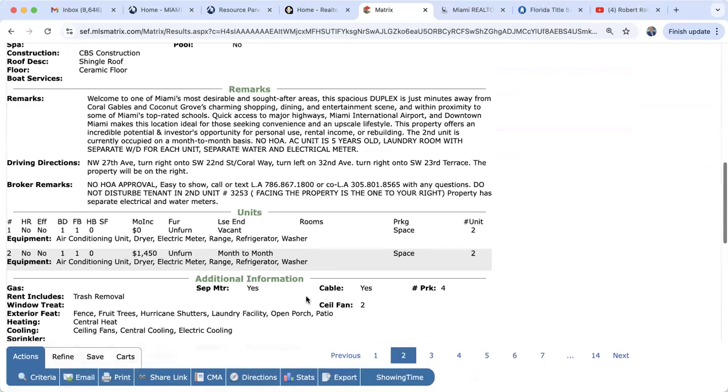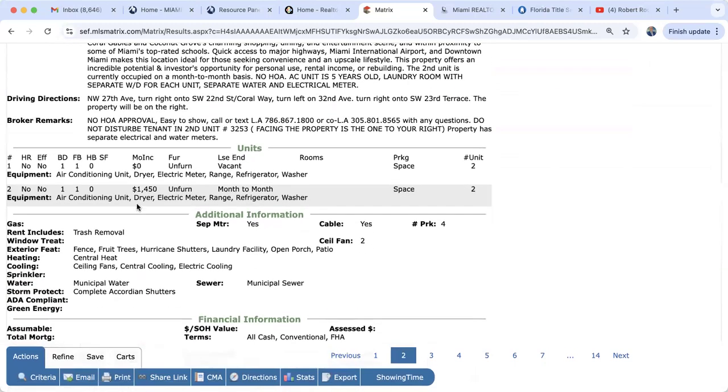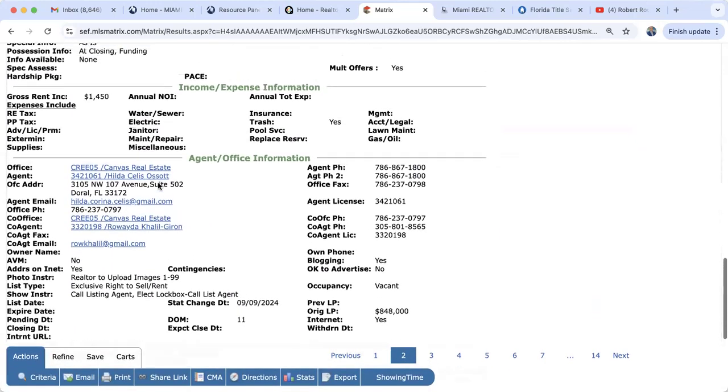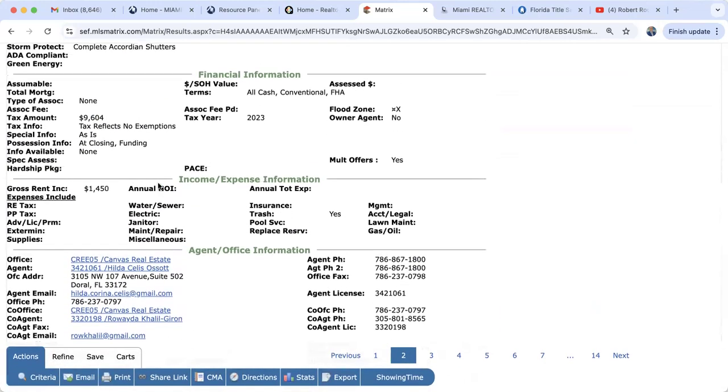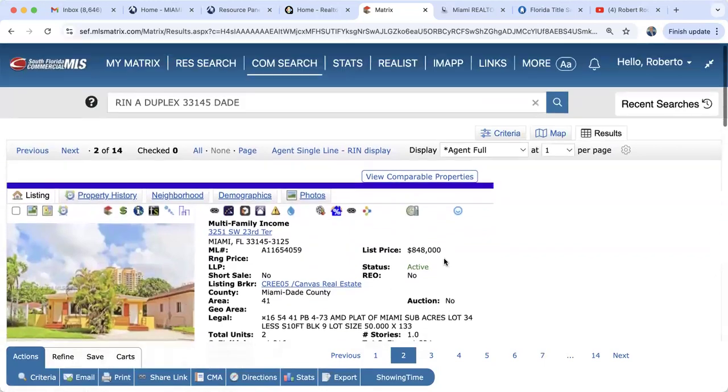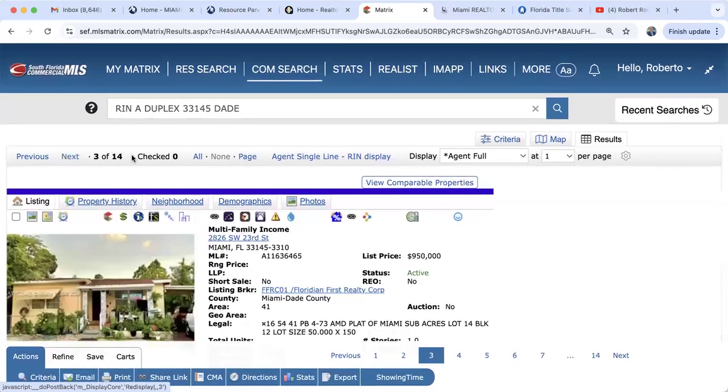And we're going to see this one here, and this one has 1,450 on one, and then the other one is 0. Guys, we love to see realtors tell us what these properties are rented at. Also, you can always go down here and you can see any income and expense information, or maybe check attachments. Otherwise, you're going to end up having to call the agent. All right, I'm going to go to the next one.